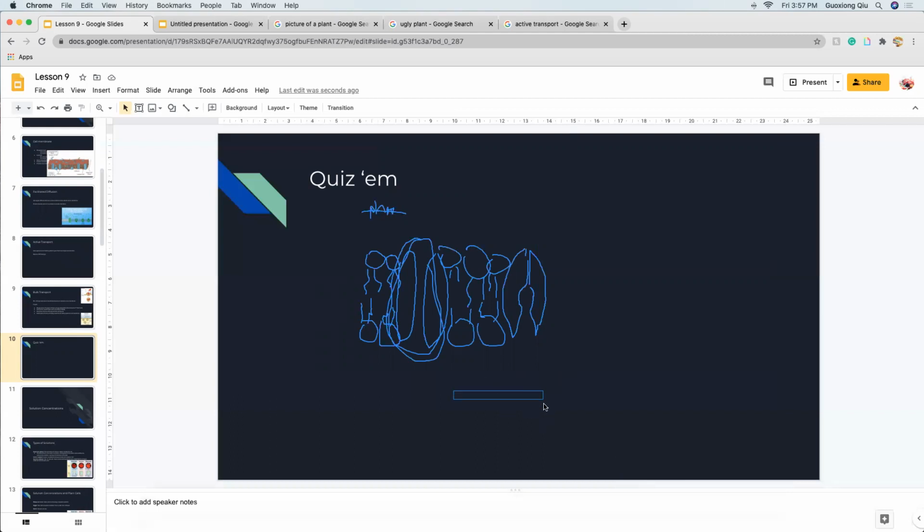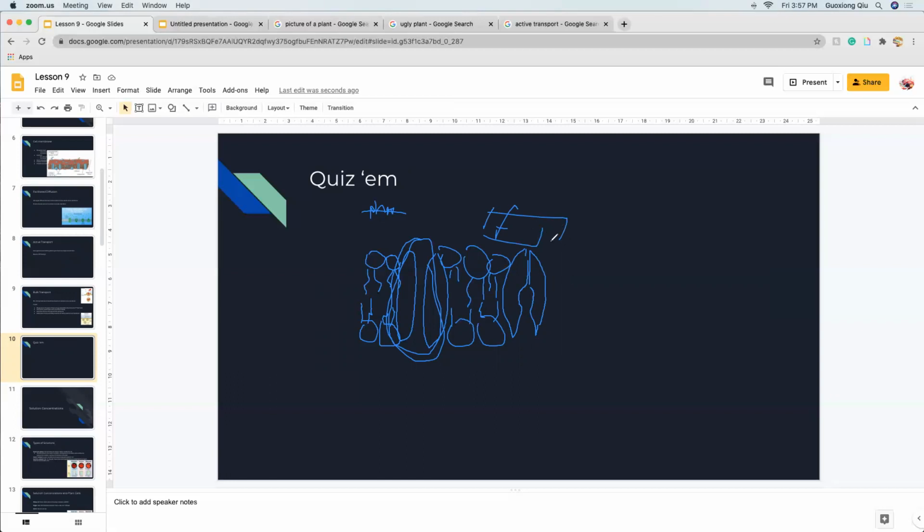It does, I think, wait, facilitated diffusion. F, F for facilitated diffusion. What am I even drawing? Facilitated diffusion. Let's see. Moving on.